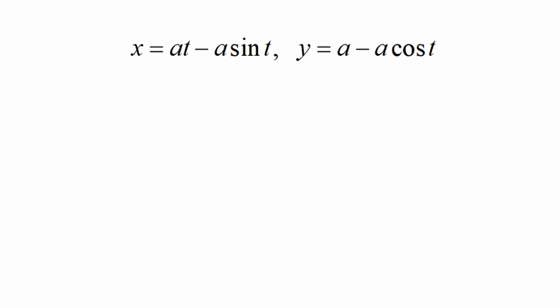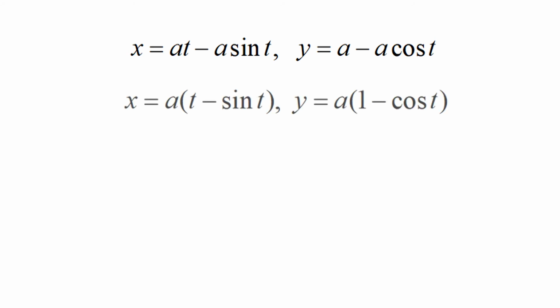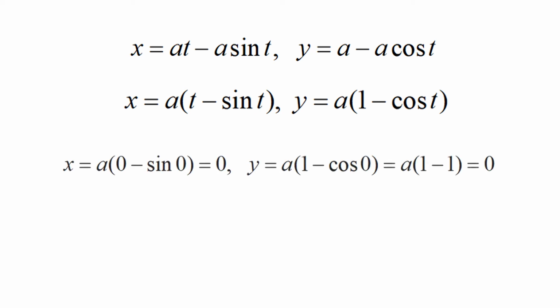These are usually written with the a factored out and are given by x equal to a times (t minus sin t) and y equal to a times (1 minus cos t). When t is equal to 0, the particle on the rim is at the point with the Cartesian coordinates x equal to a times (0 minus sin 0), which is equal to 0, and y equal to a times (1 minus cos 0), which is equal to a into (1 minus 1), which is equal to 0. That is at the origin, ordered pair (0, 0).